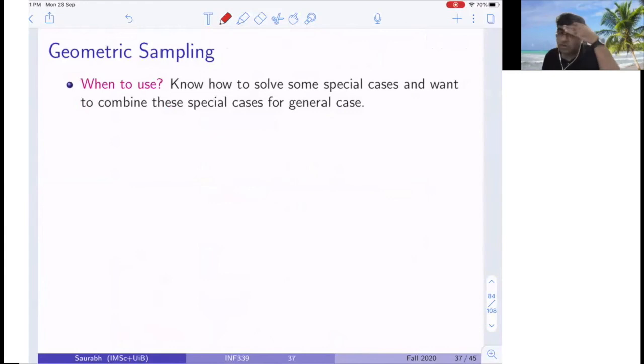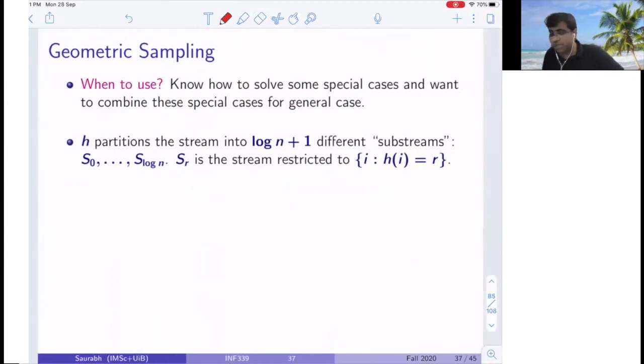Okay. Now the question is when to use this. Well, if we know how to solve some special cases and want to combine these special cases for the general case, then we try to apply geometric sampling. Okay, so notice what happens.